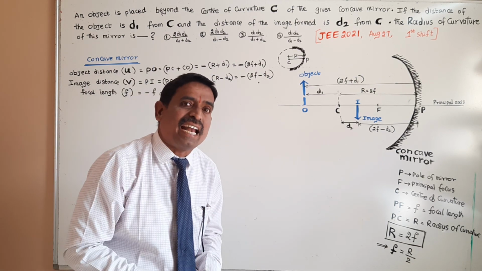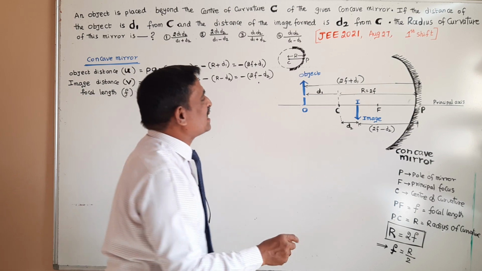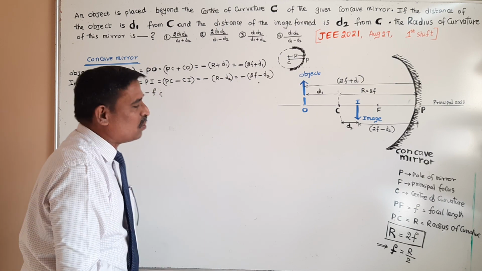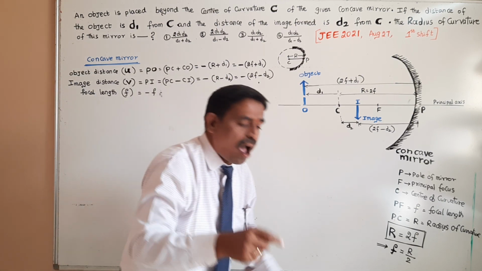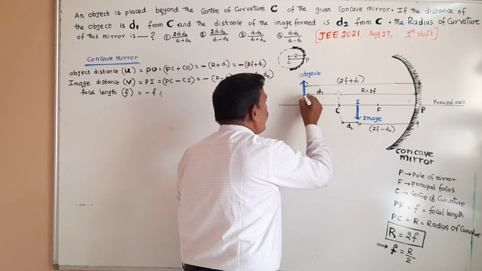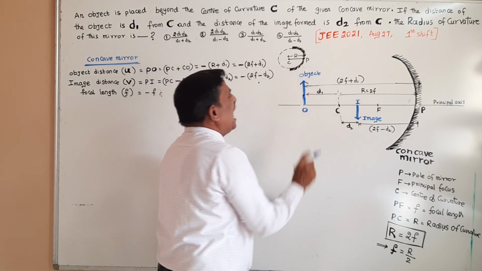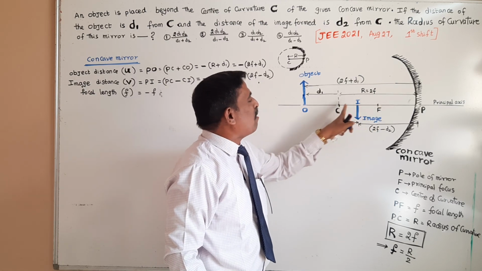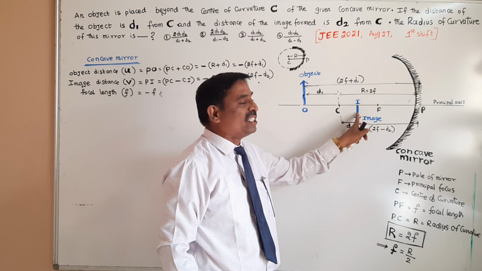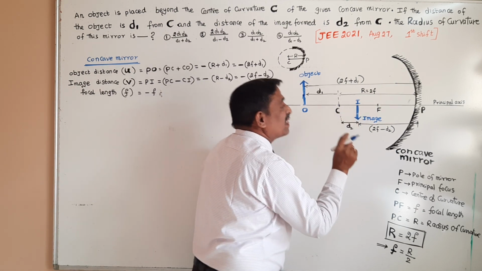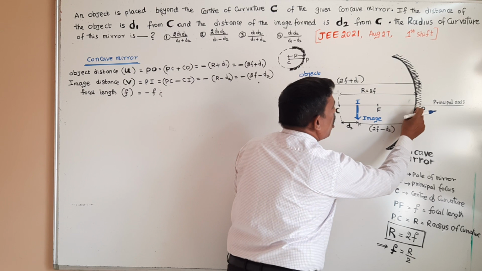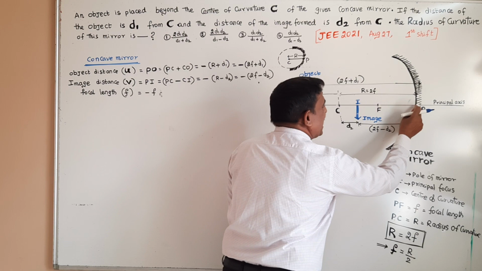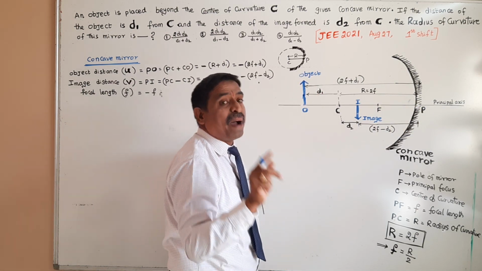According to the sign convention, object distance of a concave mirror is taken as negative. Now, when the object is beyond the center of curvature, its image is formed between the principal focus and the center of curvature. This is the image. The distance between the pole and the image we call the image distance, represented by v.